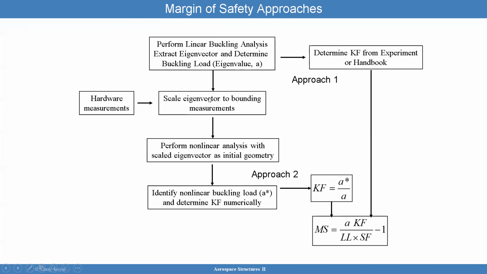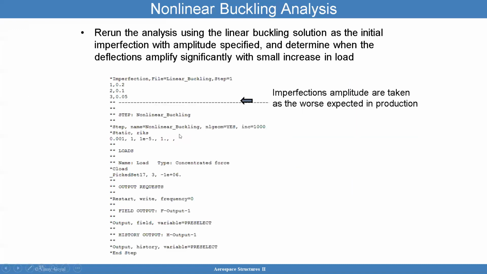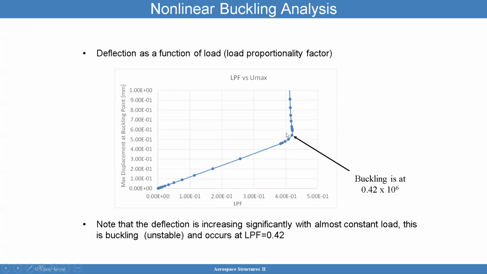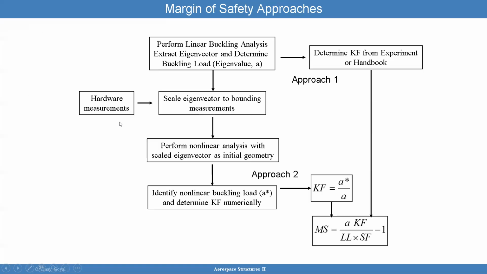Approach number two is to take the hardware measurements and scale the eigenvalue, eigenvector to bound the measurements of what we saw. Then you perform a nonlinear analysis like the one I showed here, using the Riks method with nonlinear geometry. You then identify the buckling load by numerically looking at the data. You're going to start seeing some weird stuff happening when you track a single node in an area of buckling. From there, you can calculate a new knockdown factor numerically, which can then be plugged into this margin of safety calculation.